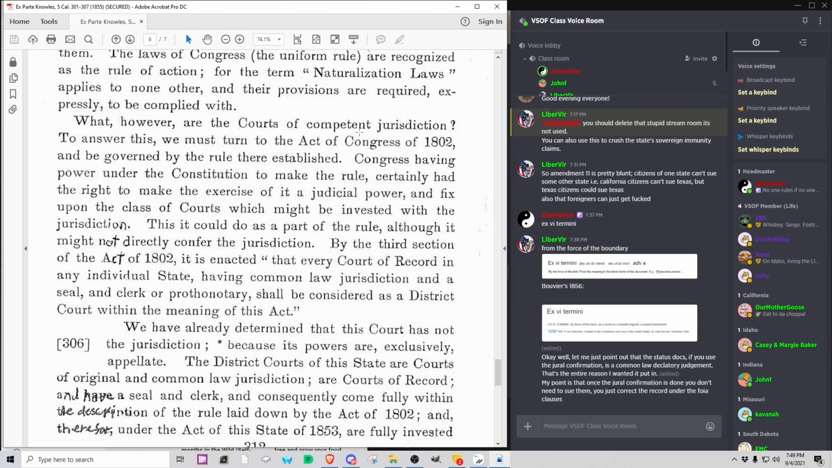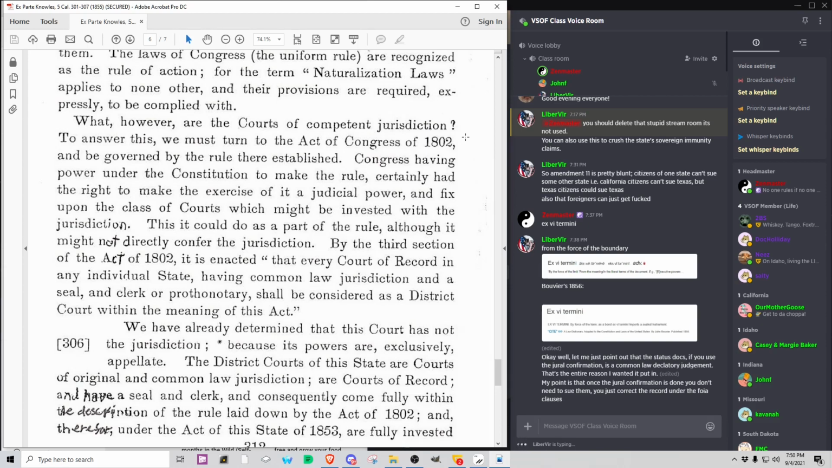Okay. So what, however, are the courts of competent jurisdiction? To answer this, we must turn to the Act of Congress of 1802 and be governed by the rule there established. Congress, having power under the Constitution to make the rule, certainly had the right to make the exercise of it a judicial power and fix upon the class of courts which might be vested with the jurisdiction. This it could do as part of the rule, although it might not directly confer the jurisdiction, because obviously it can't. By the third section of the Act of 1802, it is enacted that every court of record in any individual state having common law jurisdiction and a seal and clerk and/or prothonotary shall be considered as a district court within the meaning of this act.